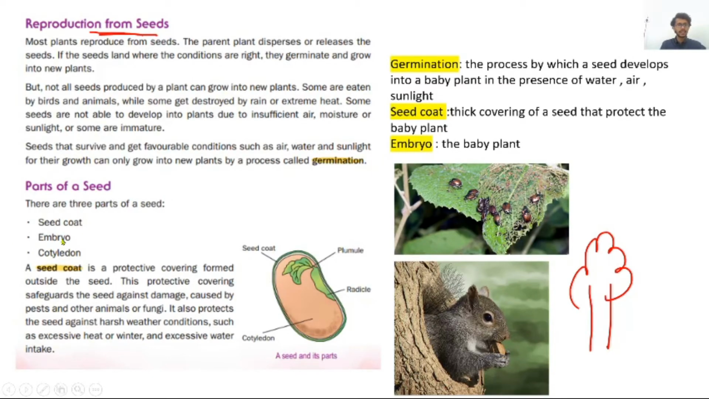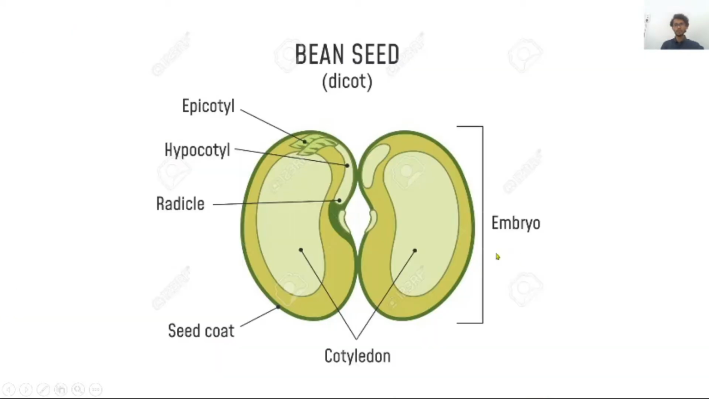So let's begin with seed coat. I think I have a good diagram for you. I hope you can see this a bit clearly. This outer part is called the seed coat. These inner parts are called cotyledon. The seed coat is very strong, very hard. So when an animal eats a seed, it will not grow because the seed coat protects the seed.